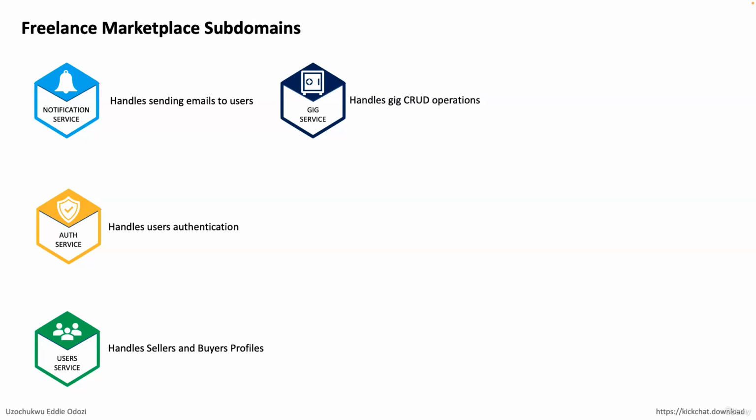I figured if we use MongoDB, if we save the data in MongoDB, the search feature is not that powerful, not that elegant, so it's better to use Elasticsearch. All of these services as well will be connected to Elasticsearch, because we are going to use Elasticsearch and Kibana for monitoring and logging. So the gig service will handle the gig CRUD operations.